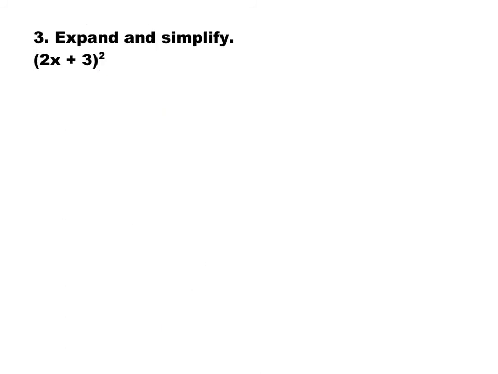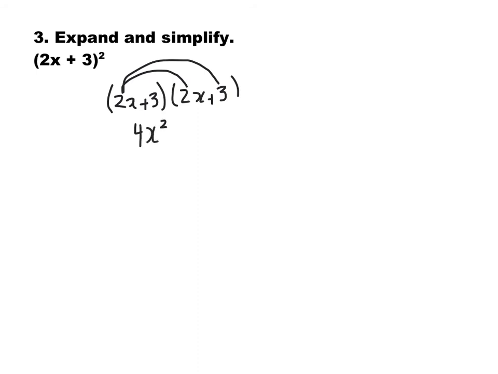The next example, we are supposed to expand 2x plus 3 squared. To expand this one, I know square is repeated multiplication twice. So this one I can write 2x plus 3 times 2x plus 3. Now I do the same thing, first term times first term, then first term times second term. 2x times 2x gives me 4x squared. 2x times 3 gives me 6x.